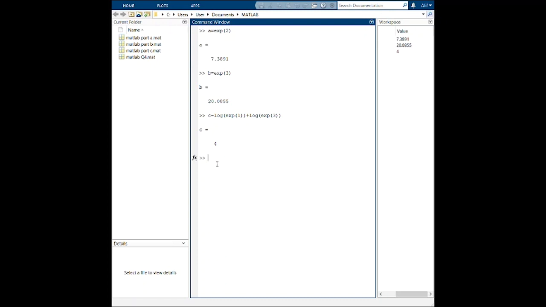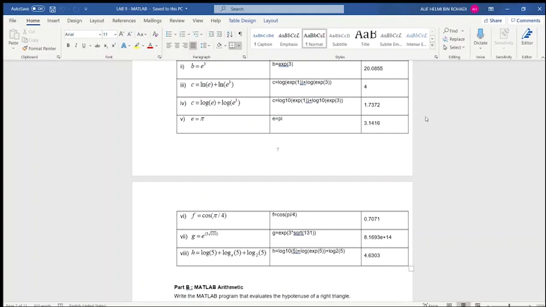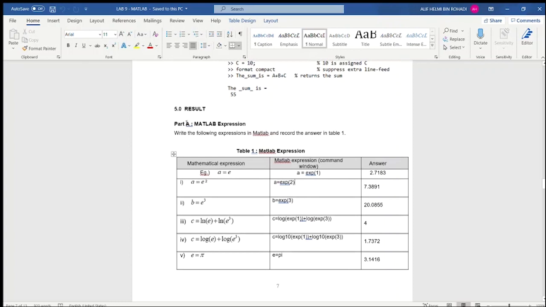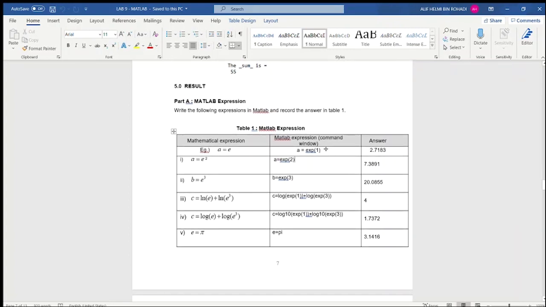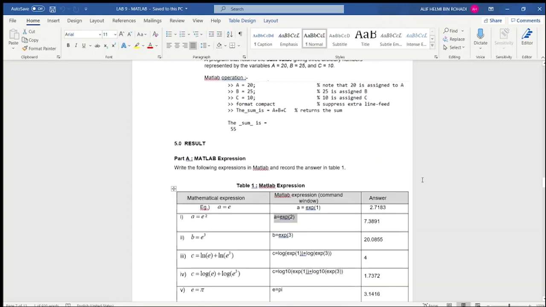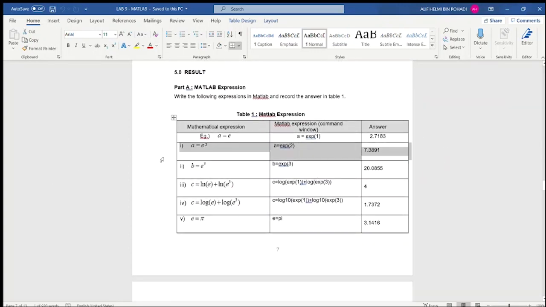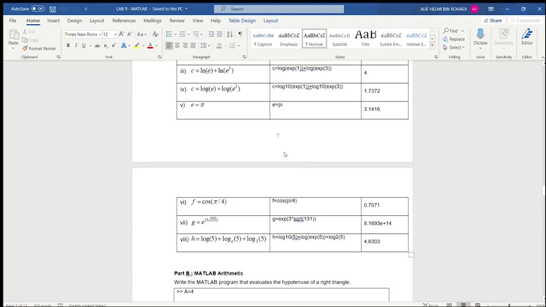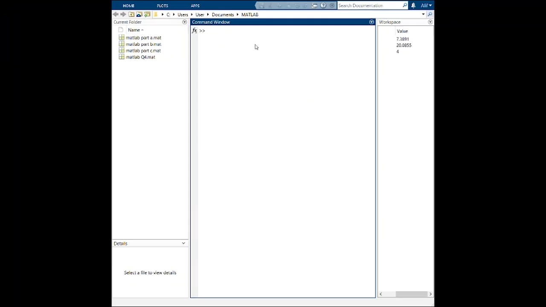Okay, this is for part A, MATLAB expression. This is the answer. The mathematical expression is like this, and then we have to type in the MATLAB like this to get the answer. Okay, this is all the answer from part A. Let's go to the next part.